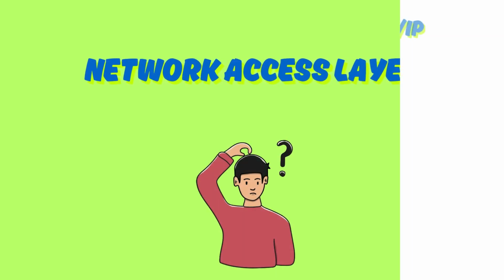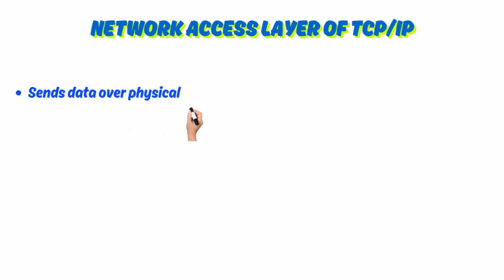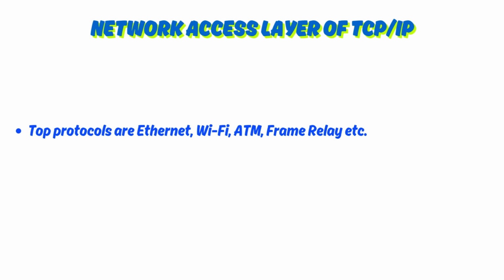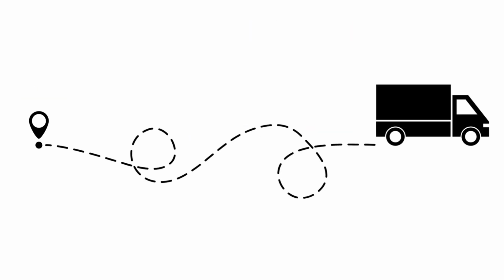It physically sends data over the network medium. The top protocols operating at this layer are Ethernet, Wi-Fi, ATM, and Frame Relay. This is the foundation, as they deal with the physical connection to the network, whether it is through a cable, Wi-Fi, or your mobile data. It is like the actual road your messages travel on.